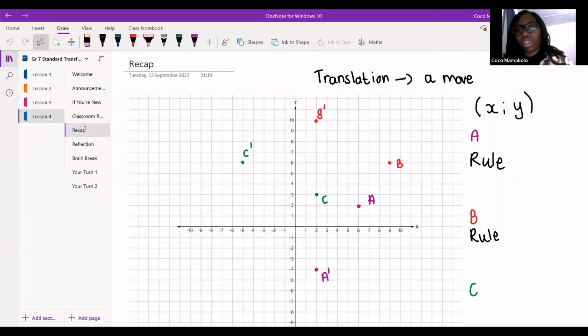Right, we're going to do a quick recap. We were doing translations, guys. I hope you guys remember. We were translating from A to A prime. Now, I want you guys in the chat to tell me the coordinates for A, please.